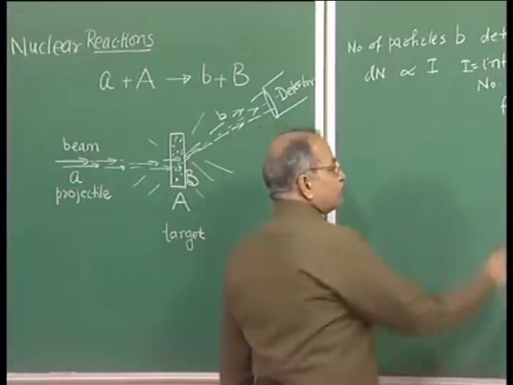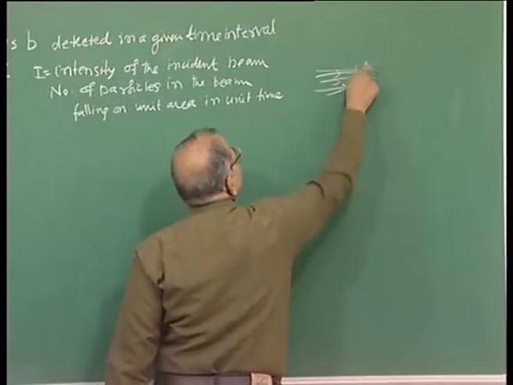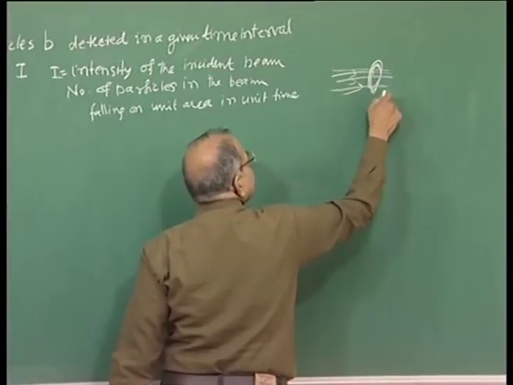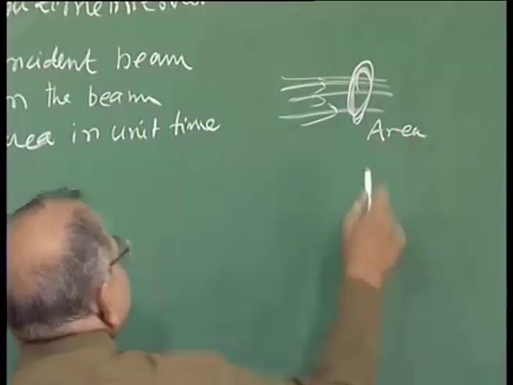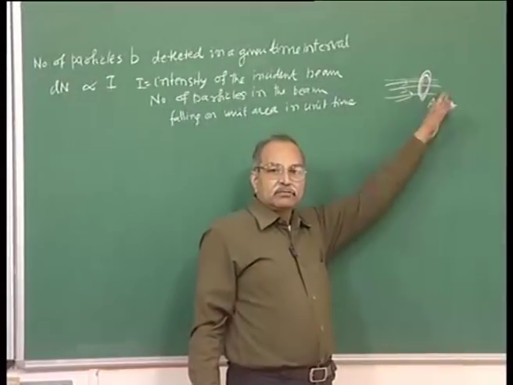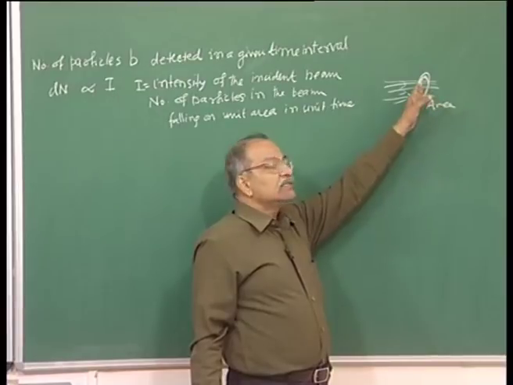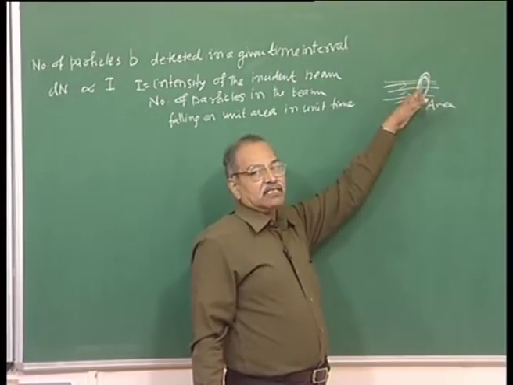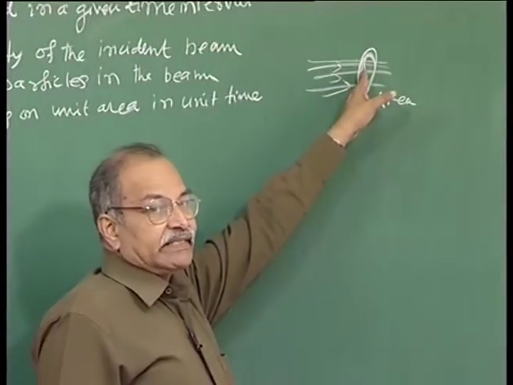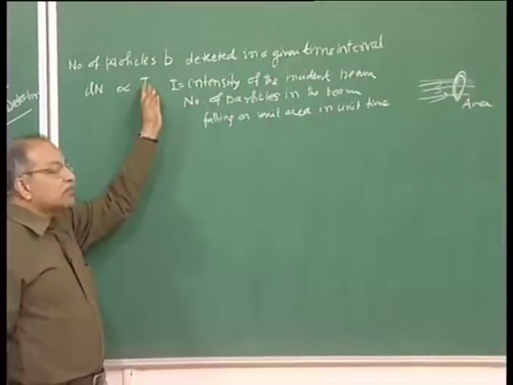Okay. So, if you have this beam here, particles are coming. Take any cross section, and if this is A, the cross section area, how many particles are hitting this area or going through this area per unit time and per unit area? So, the number of particles falling here per unit area, per unit time, that is known as the intensity of the beam or flux of the beam, capital I. So, it has to be proportional to this.